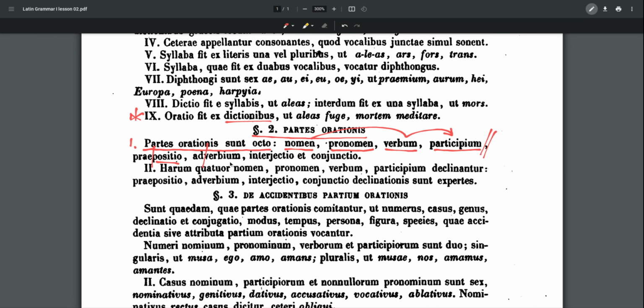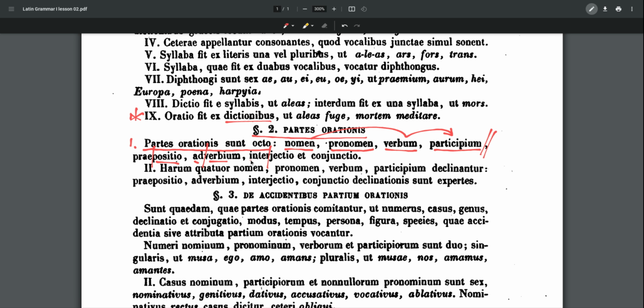We then have adverbium. An adverb is a part of speech which is added to a verb to add some quality to the verb or the manner in which the action of the verb is performed, an adverb.